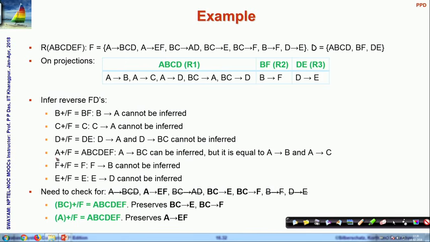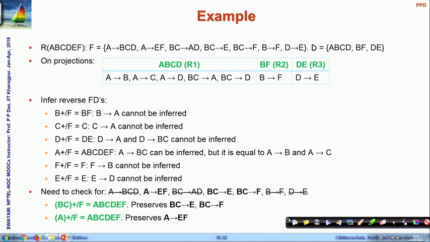The interesting case occurs here, where if you try to do the closure of A, you actually find that A determines BC, which is a reverse of this functional dependency, can be inferred, but you do not consider that as a violation, because you already have A determining B and A determining C. So, that logically implies that A determines BC. So, it is not a new violation that is getting imposed.